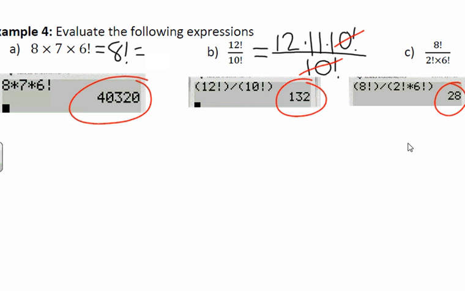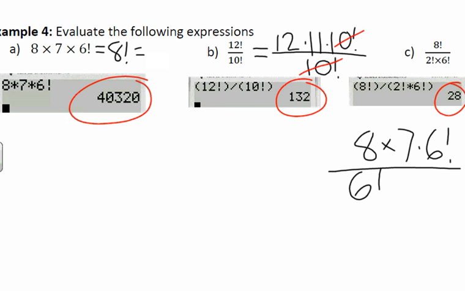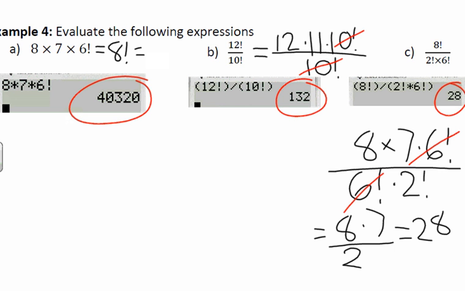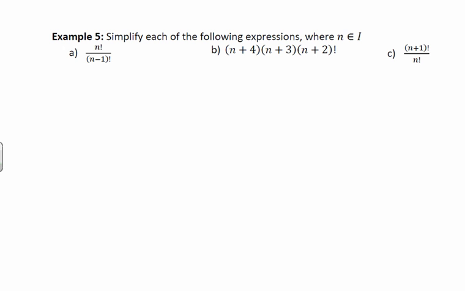I'll write it down here. 8 times 7 times 6 factorial over 6 factorial. And I'm just rearranging here on the bottom over 2 factorial because I want to cancel out. This 6 factorial is a bigger one, so I'm going to use that to cancel out. We're left with 8 times 7 over 2, which equals 28. Are there any questions about that?